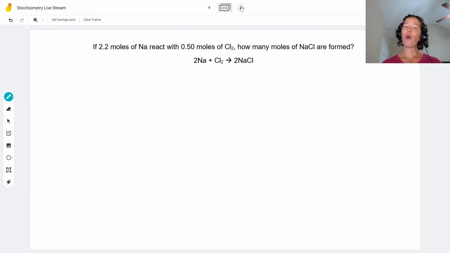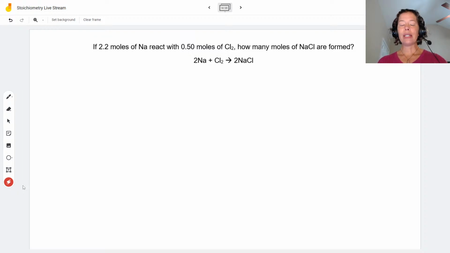Okay, so we are switching gears here. Obviously, we don't have any more pressures or temperatures or anything like that. We've just got moles. But let's just read through this problem first. If 2.2 moles of sodium react with 0.5 moles of chlorine, how many moles of sodium chloride are formed?